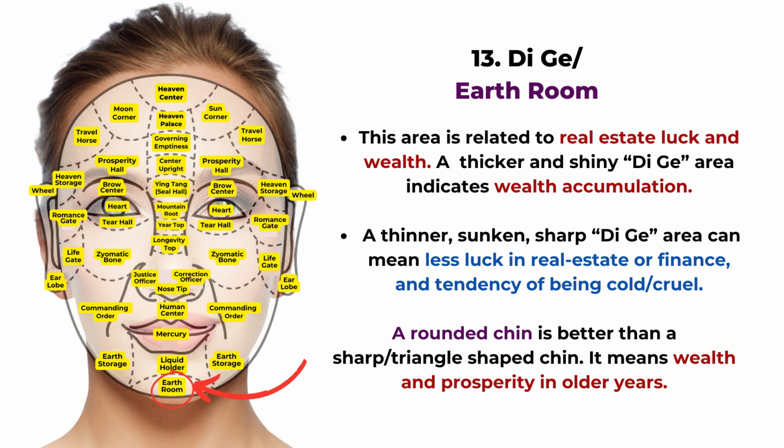So according to the Chinese face reading, a rounded chin is better than a thin, triangle, sharp chin, because a rounded chin can mean financial prosperity, especially in the older ages, because the chin area is related to older ages of your life. So that's the basic of the Chinese face reading.